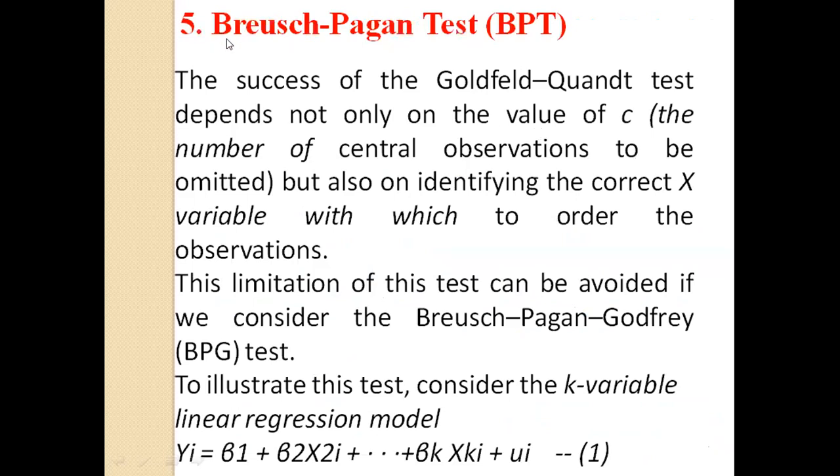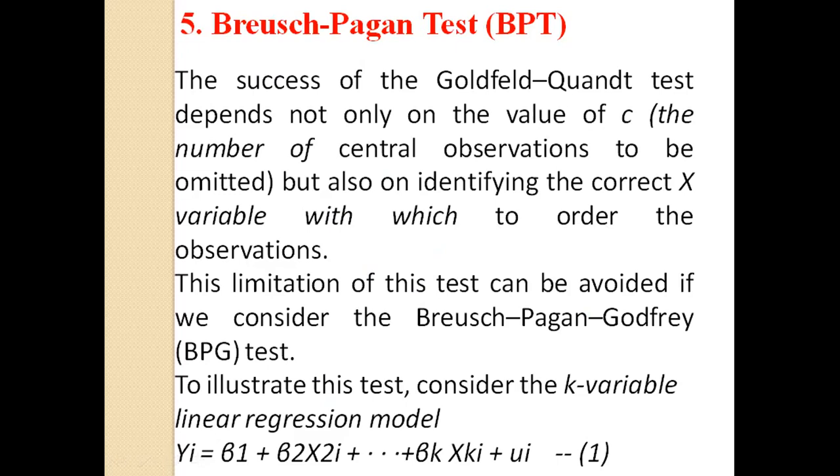Next one, the fifth one, is very important. This is the Breusch-Pagan test, BPT. Here, the success of the Goldfeld-Quandt test depends not only on the value of c, the number of central observations to be omitted, but also on identifying the correct x variable with which to order the observations. The Breusch-Pagan test does not depend on that.